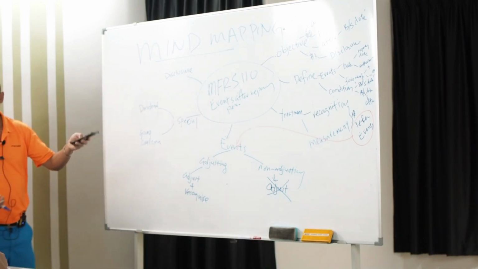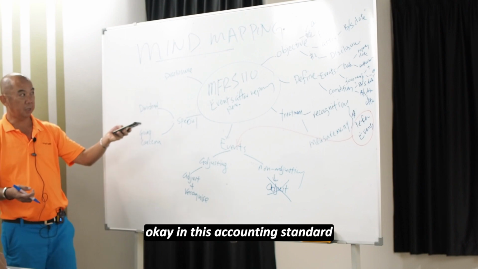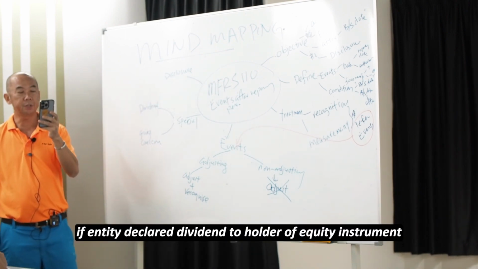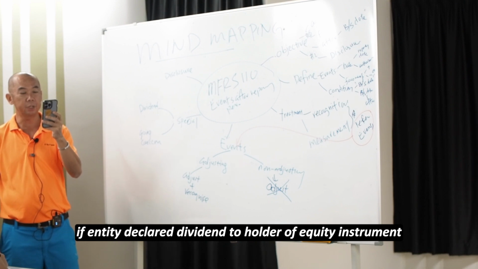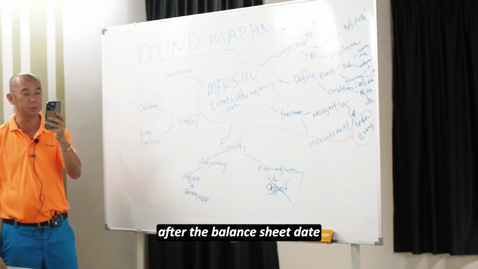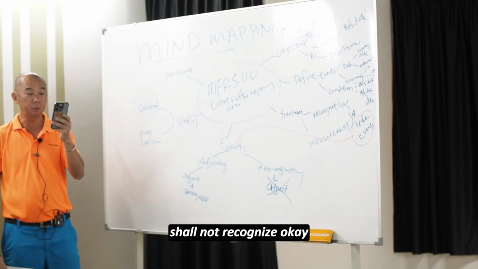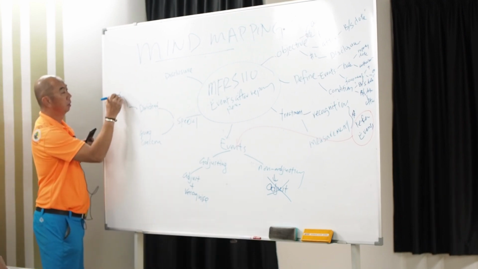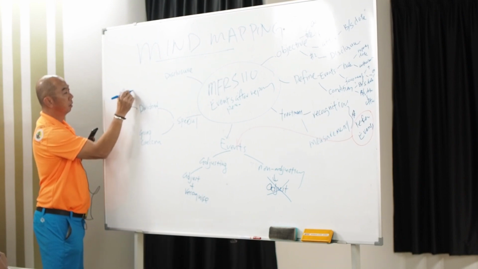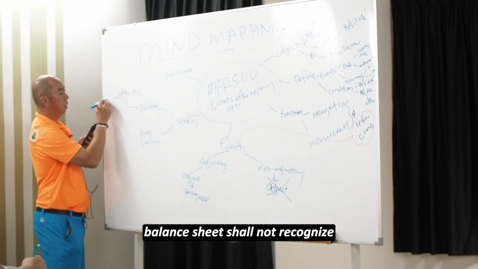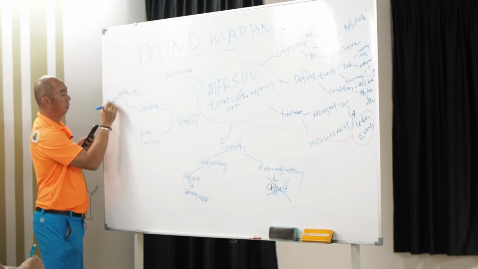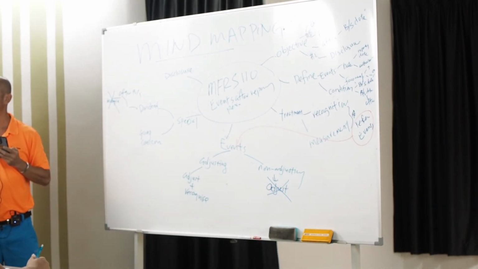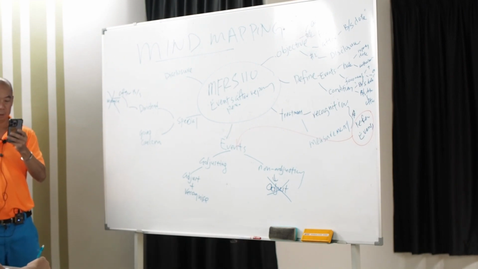Special, okay? In this accounting standard, they talk about dividend. If entity declares dividend to holders of equity instruments after the balance sheet date, after the reporting date, shall not recognize, okay? After balance sheet, shall not recognize. Shall not recognize. Okay?